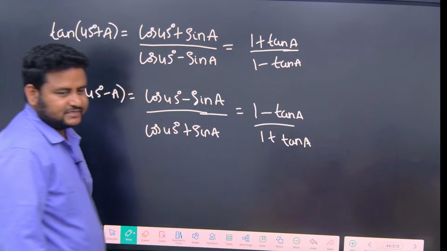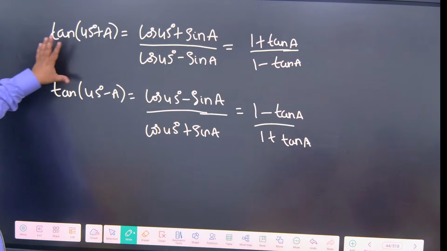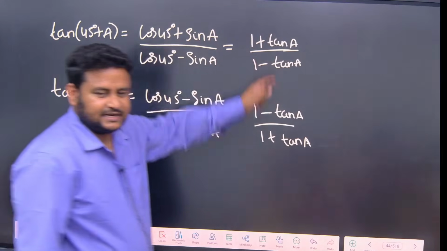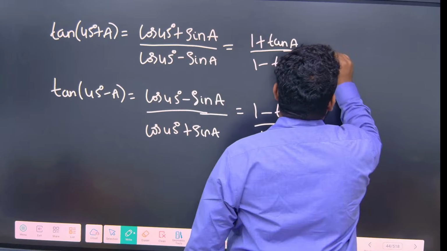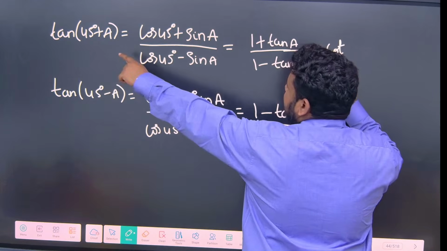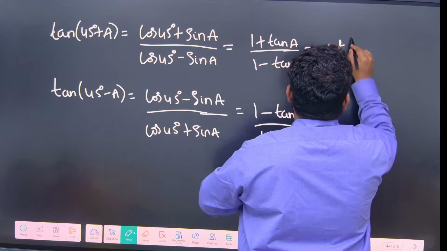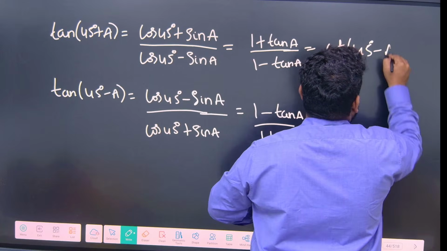Okay, (1 minus tan a)/(1 plus tan a). This is when it comes to tan. Same thing I can write it as equals. If I take the reciprocal, what will this become? Cot of, what we are having? Tan of 45 plus a. In terms of cot, it will become cot of 45 minus a.